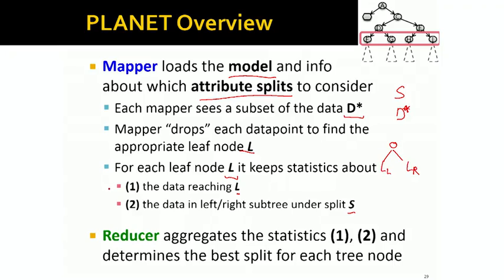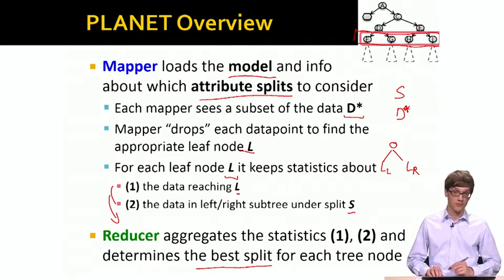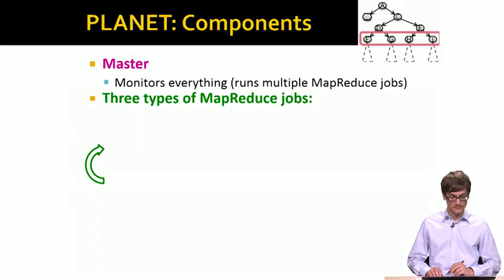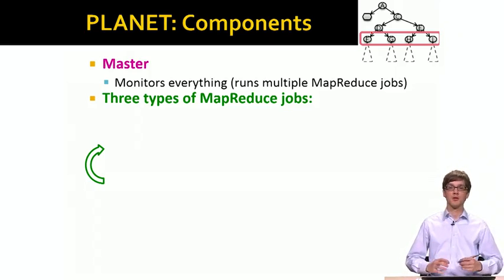And then, as I mentioned, a reducer will take all this partial information, combine it, and determine the best split for each node in the tree at the given level that we are currently building, right? So the idea is that we are currently looking, let's say, at the third level or fourth level of the tree. So now that I told you about what the mapper is doing and what the reducer is doing at one level of the tree, how are we building the whole tree?